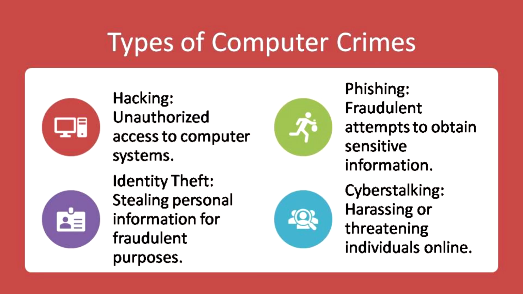You can divide cyber crimes between social crimes and computer crimes. Computer crimes involve activities like hacking, which is unauthorized access to computer systems; identity theft, like stealing personal information for fraudulent purposes; phishing, which is fraudulent attempts to obtain sensitive information; or even cyber stalking, like harassing or threatening individuals online, and many more. There cannot be an exhaustive list. You can go ahead and read and find out more about cyber crimes.